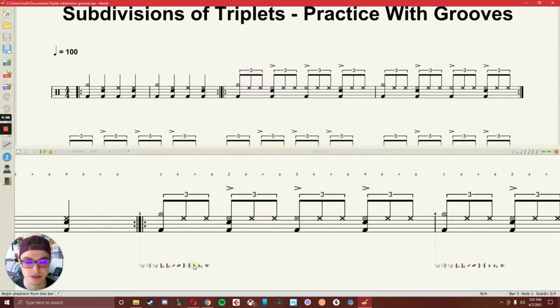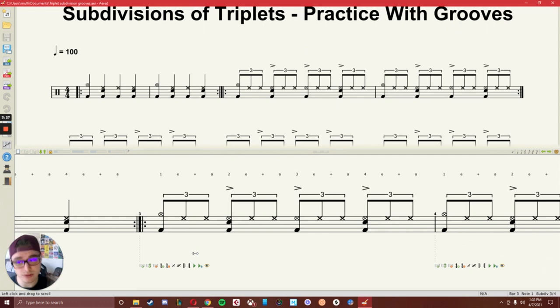So here is the first groove. We're doing triplets on the ride, accenting the first quarter note with just a crash, and we're playing the bell to accent the other three. So here, this is what this sounds like. In this groove, you're just playing straight triplets with your right hand. 1, 2, 3, 1, 2, 3, 1, 2, 3, 1, 2, 3.